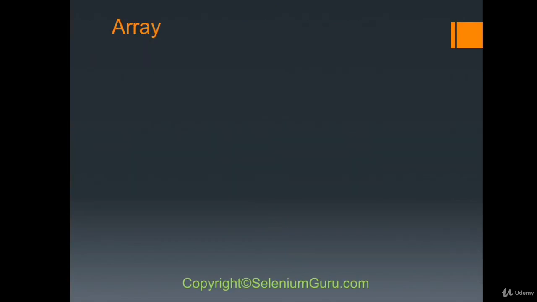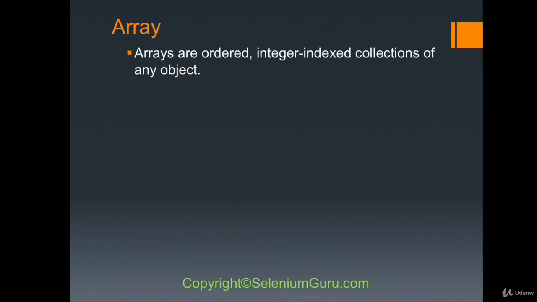In this lecture we're going to learn about arrays in Java. So what is an array first? Arrays are ordered integer index collections of any object. Basically what that means is an array is kind of like a list. If you want to store names or phone numbers, in programming languages you can store them in an array.